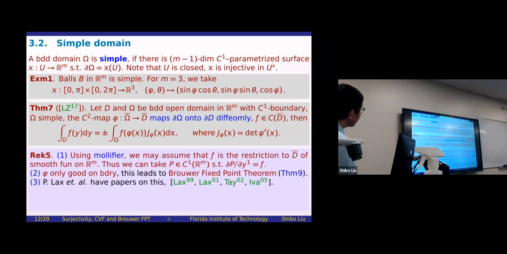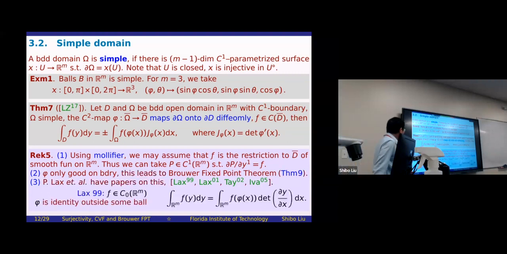And why are we interested in such a formula? Because even recently, some famous mathematicians such as Peter Lax have written two papers on this topic. And other mathematicians also published papers about the change of variables formula. For example, the 1999 result of Lax says that if the transformation phi is the identity outside some big ball, then you have the result. Obviously, requiring phi to be the identity is a very serious restriction.